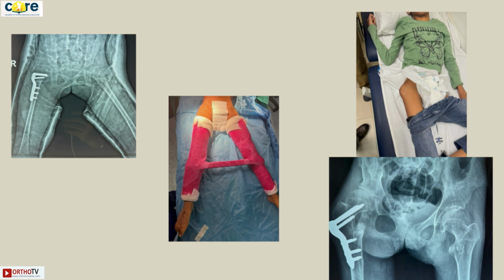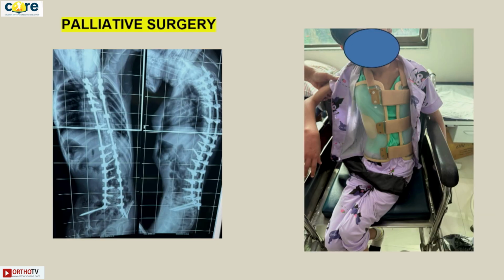And lastly, also the spine. One should address the spine as well. So sometimes we have to intervene to just improve the seating balance in some of these children.